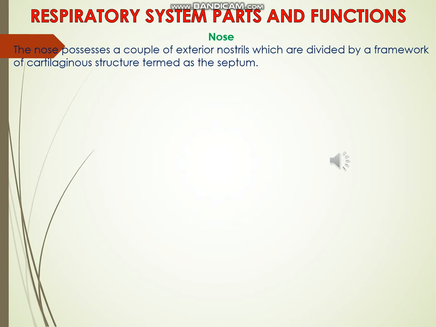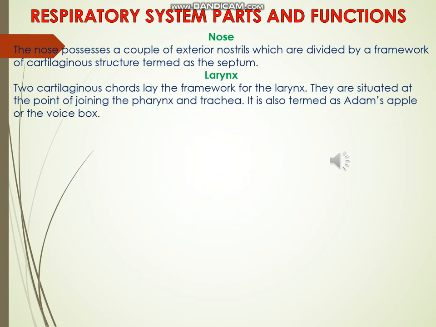Second one is the larynx. Two cartilaginous cords lay the framework for the larynx. They are situated at the point of joining the pharynx and trachea. It is also termed Adam's apple or the voice box. It is the portion which rises and falls during swallowing of food particles. It generates sound as air passes through the hollow in the middle.